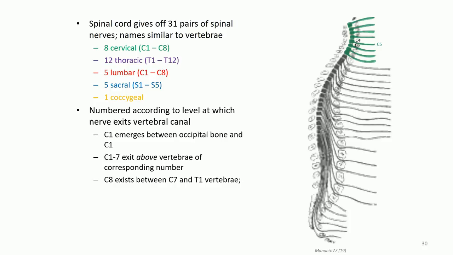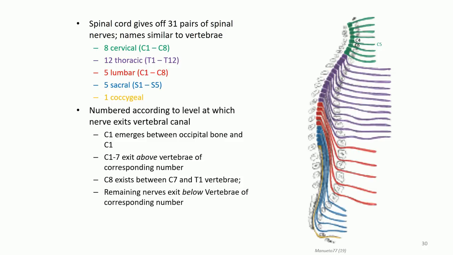The next nerve, exiting between T1 and T2, is the T1 spinal nerve. Note the change from the cervical region. We now label each spinal nerve according to the vertebrae that it exits below instead of above. This naming process continues for the remaining spinal nerve segments, each nerve being named for the vertebrae it exits below.